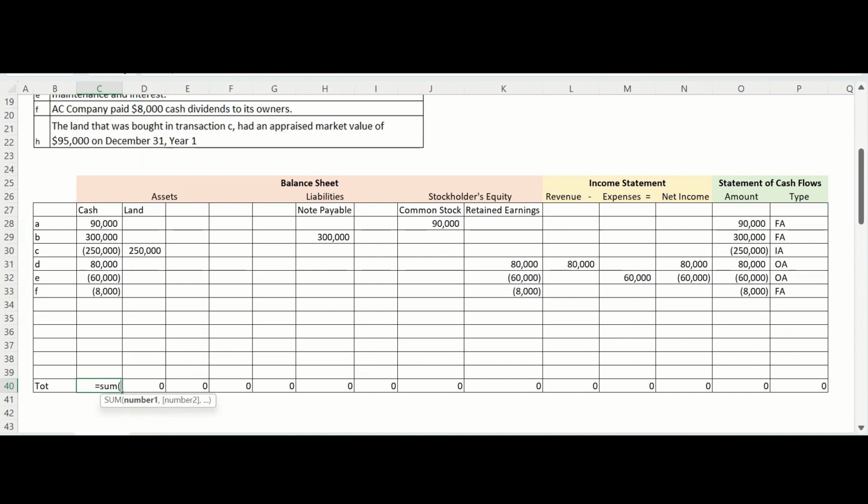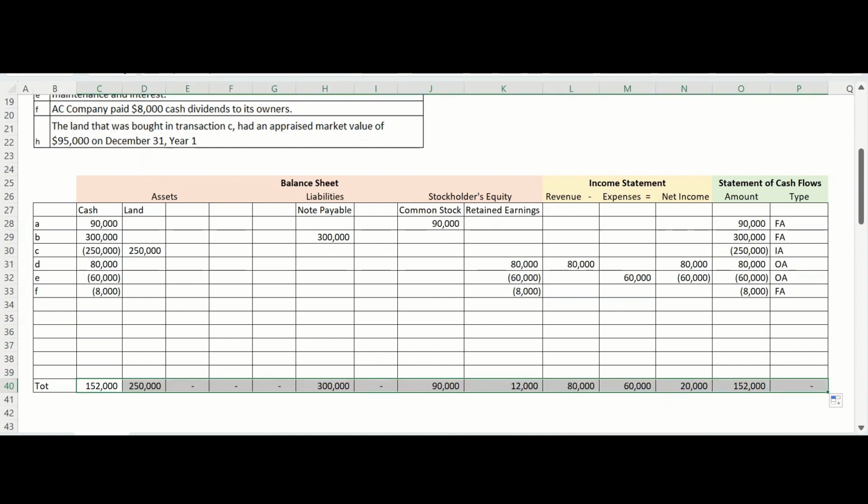So let's get our totals. All right, so let's check and see if we have a balanced equation on the balance sheet first. So in assets, we have $152,000 in cash and $250,000 in land. So that's $402,000. On the liabilities and stockholders' equity side, we have $300,000 notes payable, $90,000 in common stock, and $12,000 in retained earnings, which is $402,000. The balance sheet accounting equation is in balance.